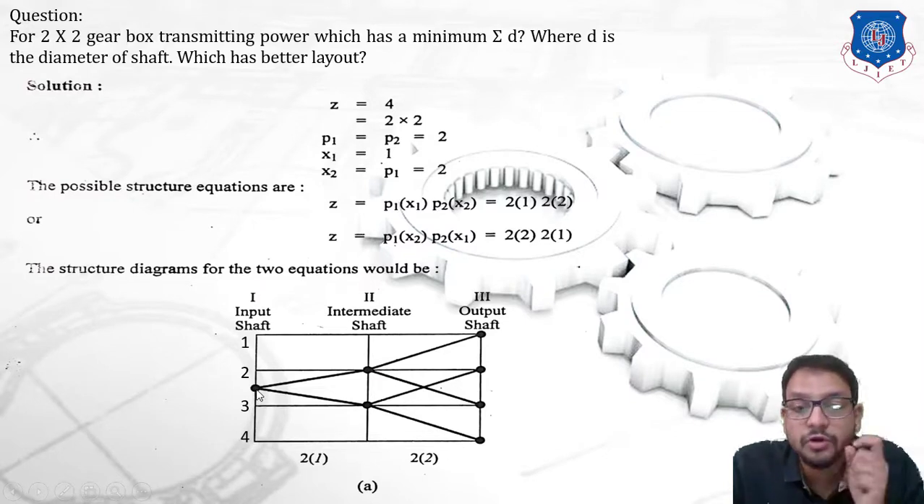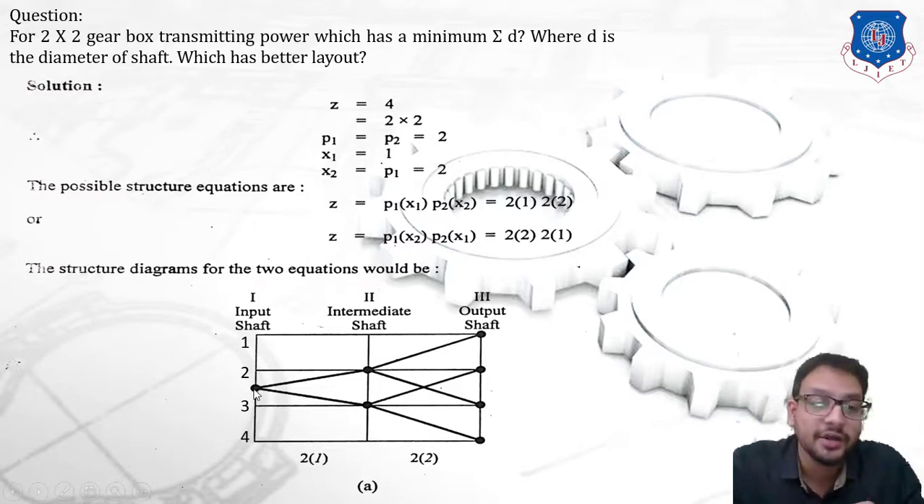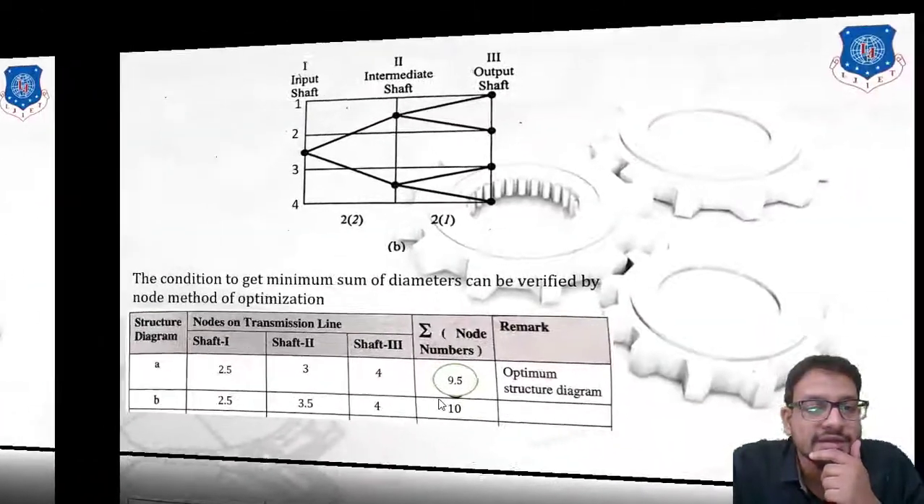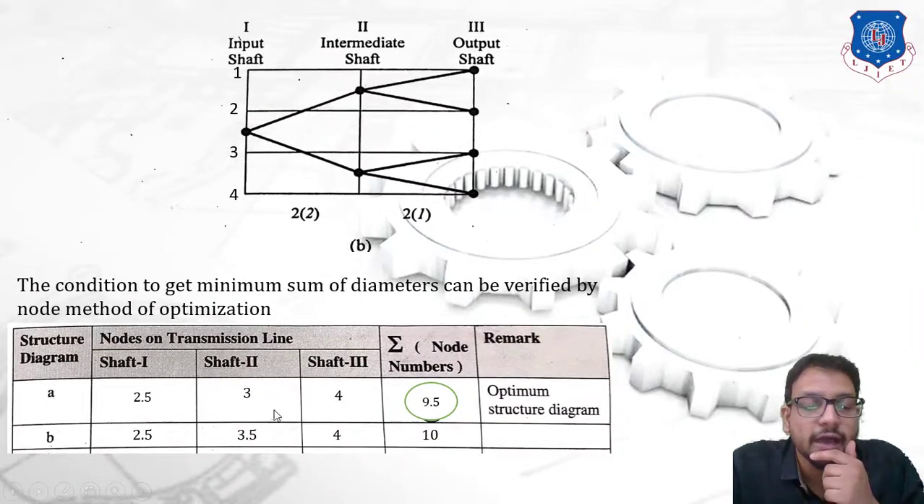Always remember, because we require a minimum shaft diameter, we always need to track the bottom line of a structural diagram for node optimization. You can see over here I have taken this line. This is the bottom line. On an intermediate shaft it is node number 3, and on an output shaft it is node number 4. Over here you can clearly see that for shaft 2 I have written 3, and for shaft 3 I have written 4. So the summation of all the nodes is equal to 9.5.